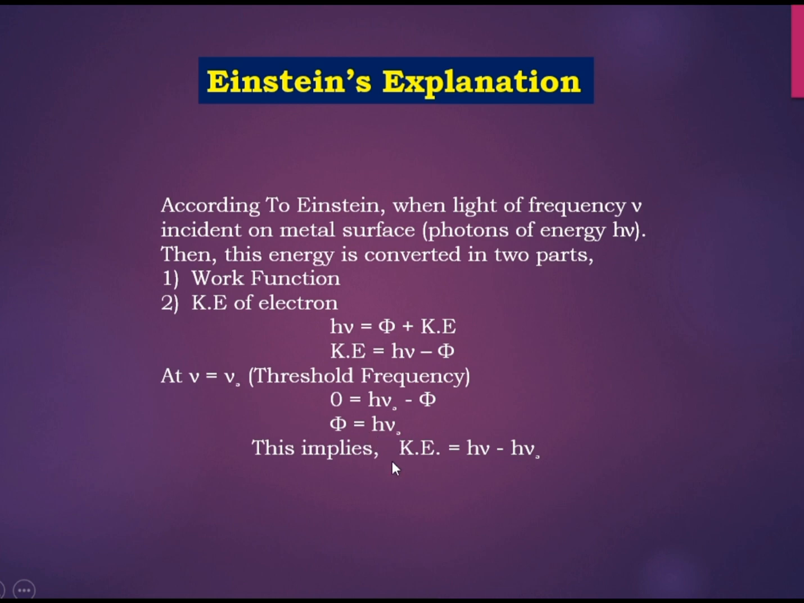Now if we substitute the value of work function in this equation, what we'll get? Kinetic energy is equal to h nu minus h nu naught. So from here we can say that the work function is dependent upon the threshold frequency, and it is equal to h into nu naught. Here h is the Planck's constant.